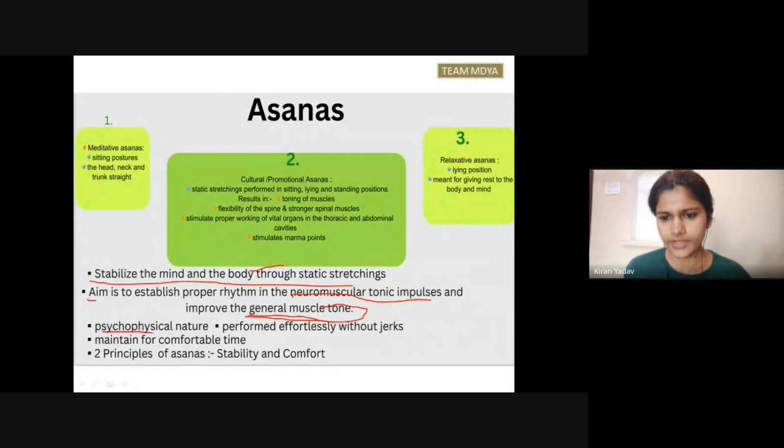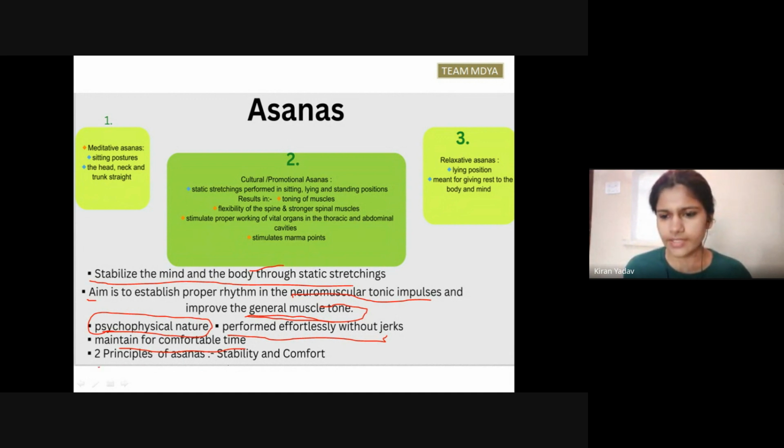Psychophysical nature. Asanas have a psychophysical nature because they not only work on our physical body but also work on our mind. Performed effortlessly without jerks. As we know, in the Patanjali Yoga Sutra it is said, prayatna shaithilya, which means we reduce the effort. Asanas are performed effortlessly. When we are in the final position, we try to relax our body more and more. Maintain for a comfortable time, as long as you can hold the posture.